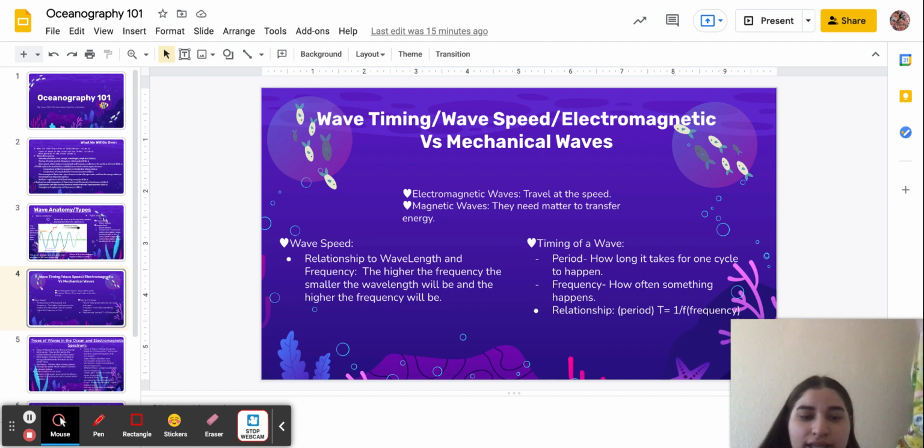And the period, that's how long it takes for one cycle to happen. So let's say one wave happens in like 5 seconds. So 5 seconds is the period, how long it took for that one wave or cycle to happen. And the relationship you can see is in the equation. So T equals 1 over f. T is the period, how long it takes for it to happen, that equals 1 over frequency, which is like, is it higher or lower?